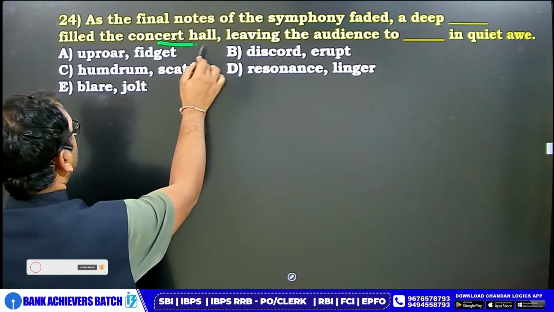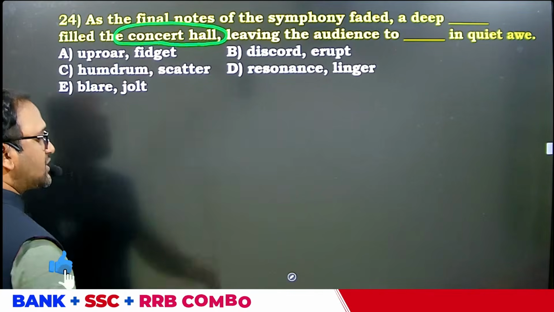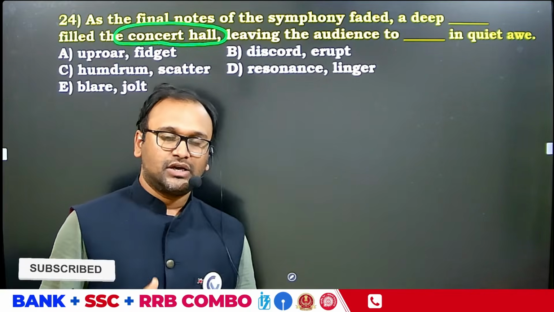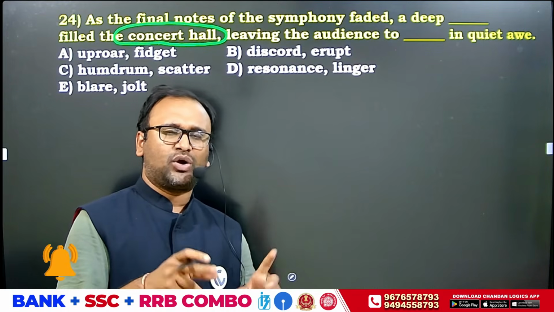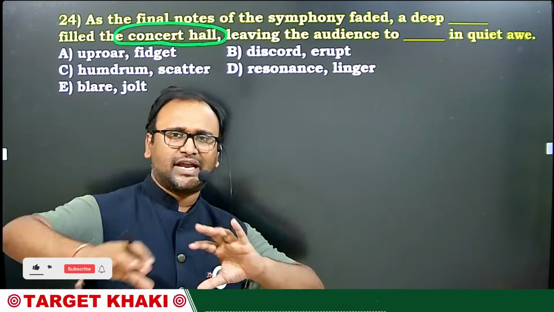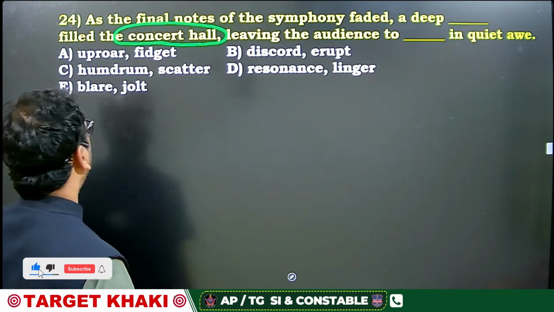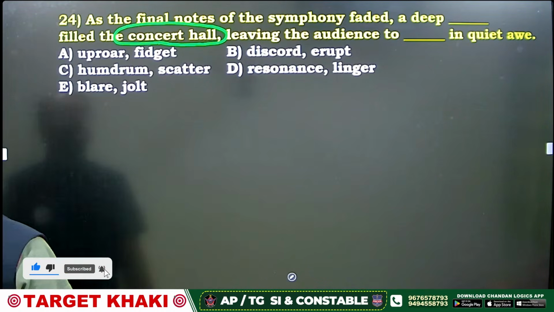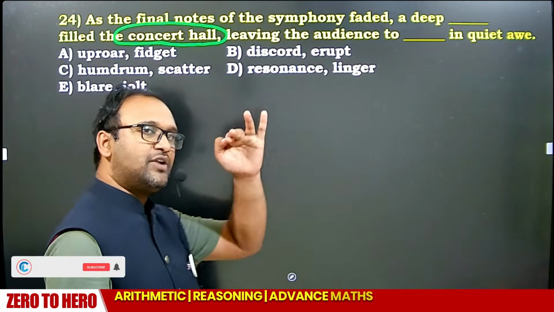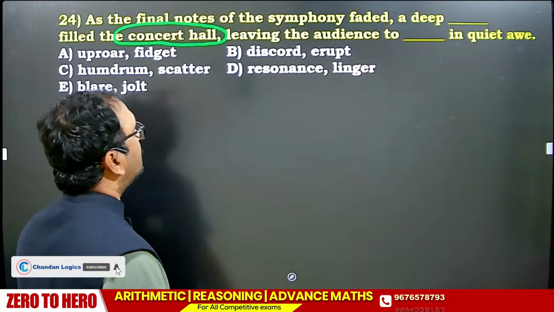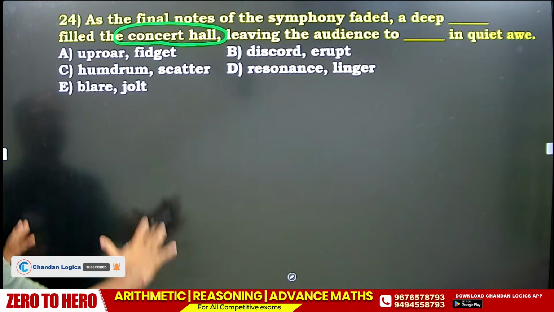Concert hall. Concert hall means music. Concert means some musical event. Concert means some kind of guitar, violin, piano, whatever. Some music, some singing and all that. Okay? Concert hall. So as the final notes of the symphony faded, means the whole event was over, almost it ended, then a deep dash filled.